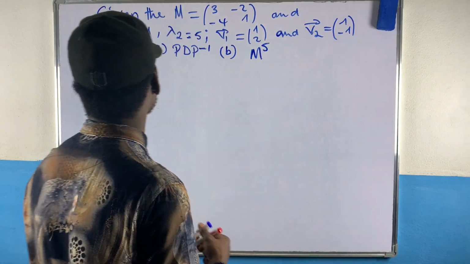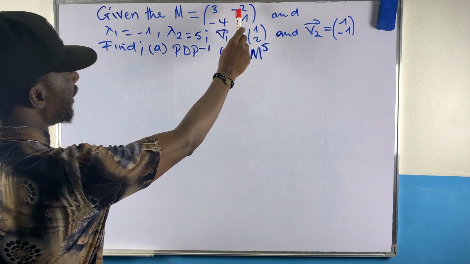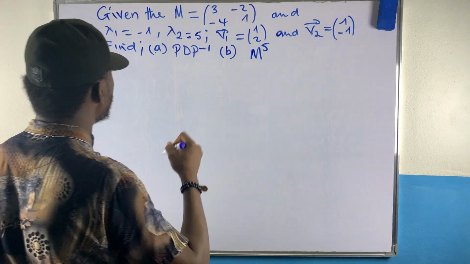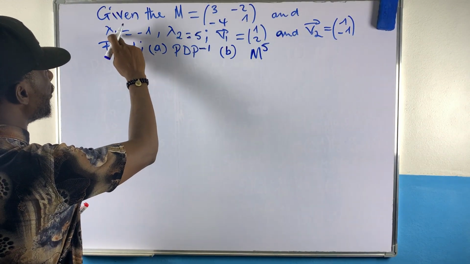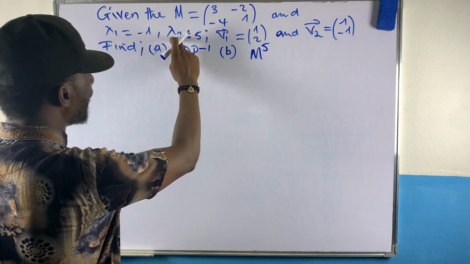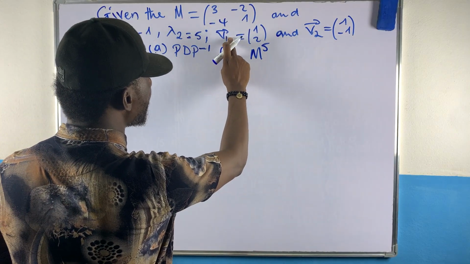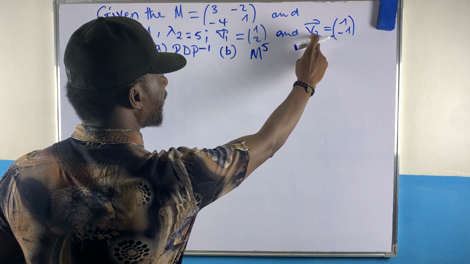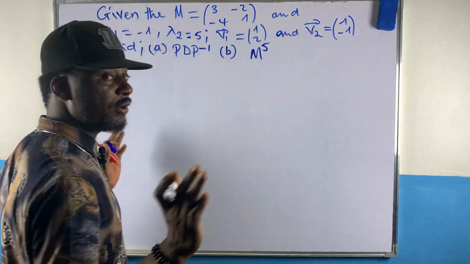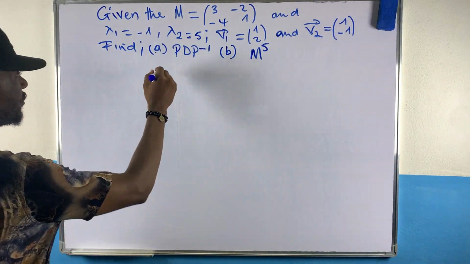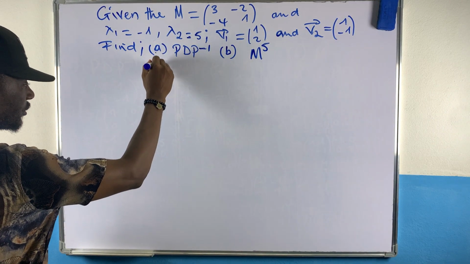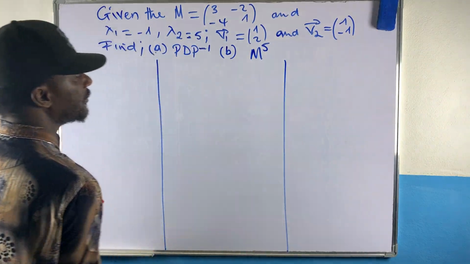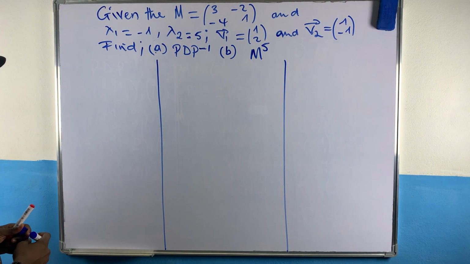Okay, so we are given the matrix M equal to this, and like I said, we already obtained in the last video lambda 1 as -1, lambda 2 as 5, the first eigenvector as 1, 2, and the second eigenvector as 1, -1. I already obtained all that in the last video. So let's see how to handle problems that have to do with things like this.